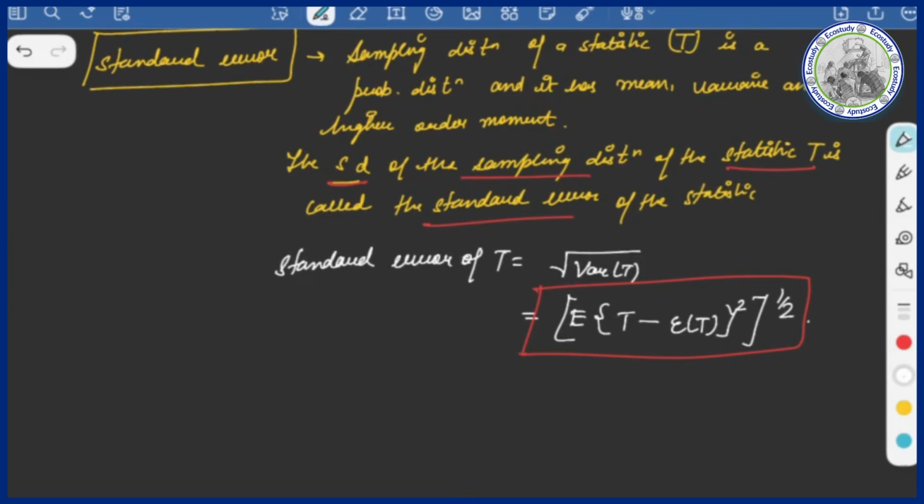Now we will come to some of the distributions. Some basic distributions useful in finding the sampling distribution of statistics.